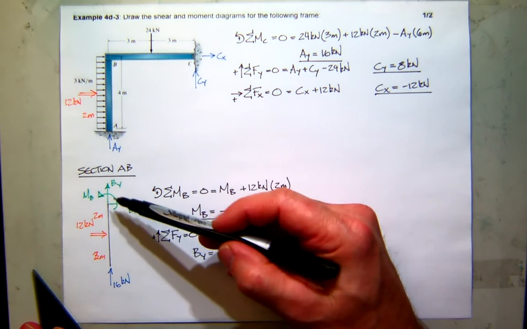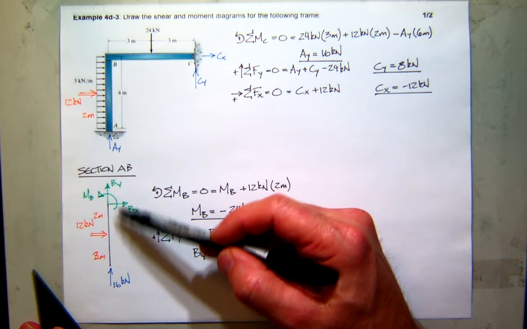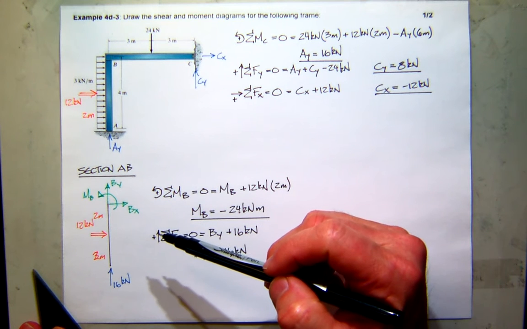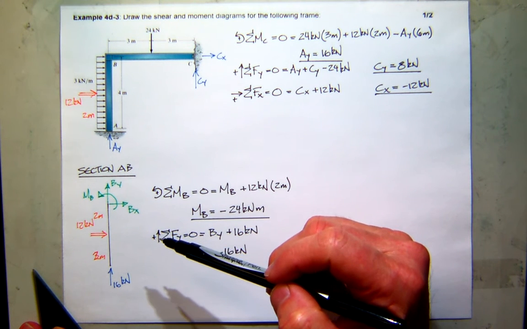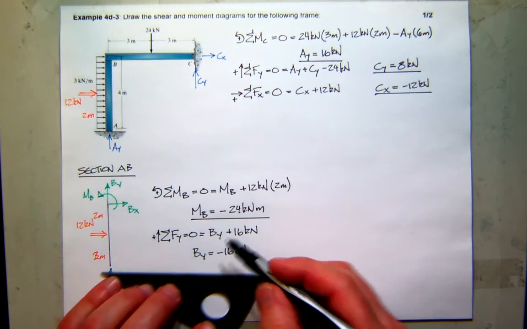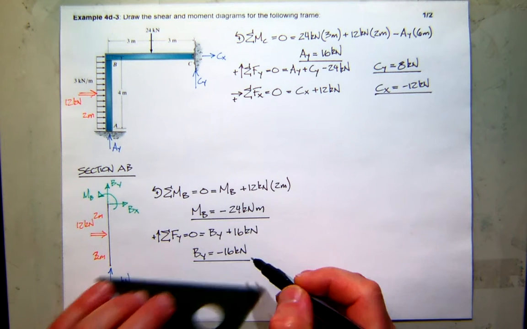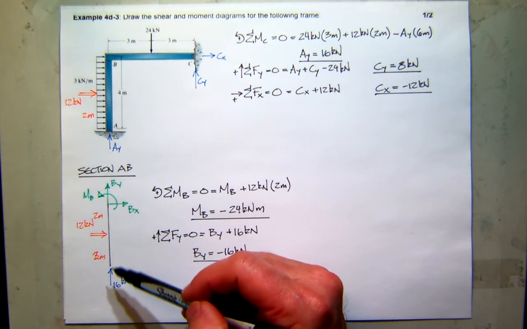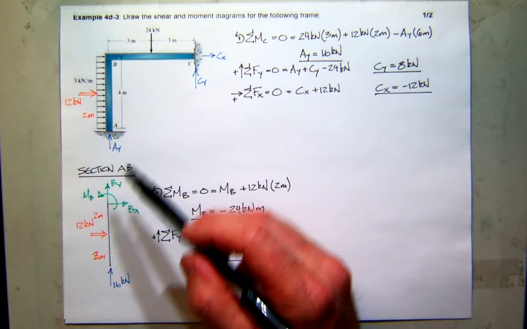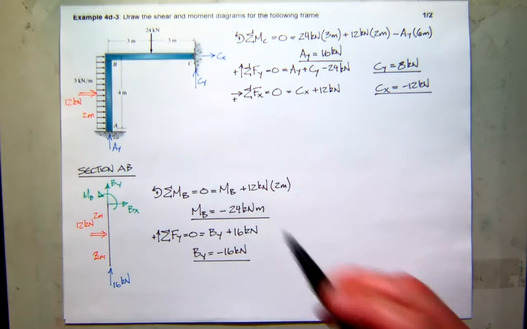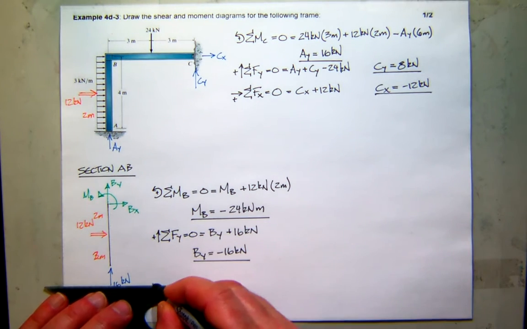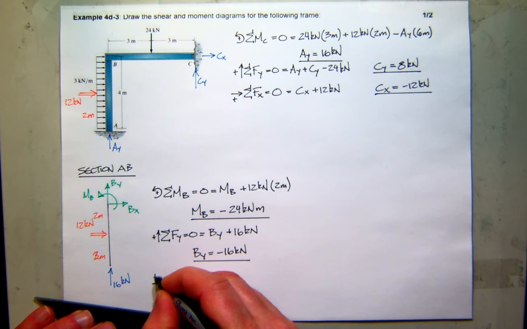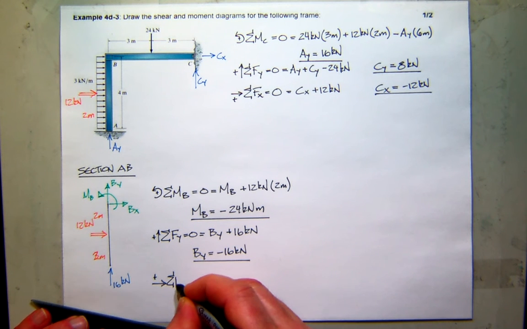So you can see that this section AB is going to be in what? Tension or compression? Compression. Now we also want to keep hold of By because even though it's an axial force in AB, it's going to be a shear force in BC. So that's important. And then the last bit of information we need here would be the X force.